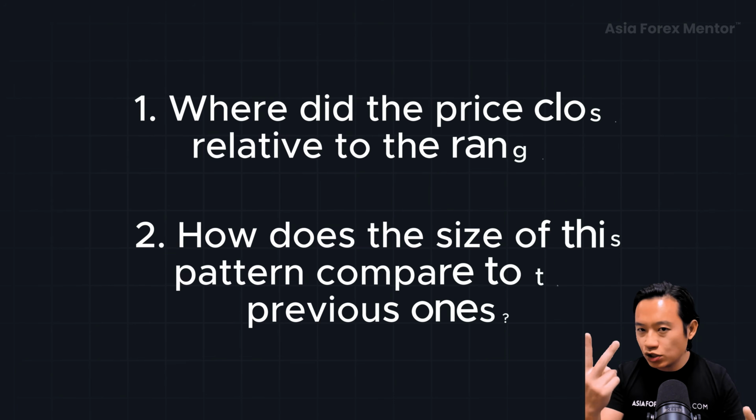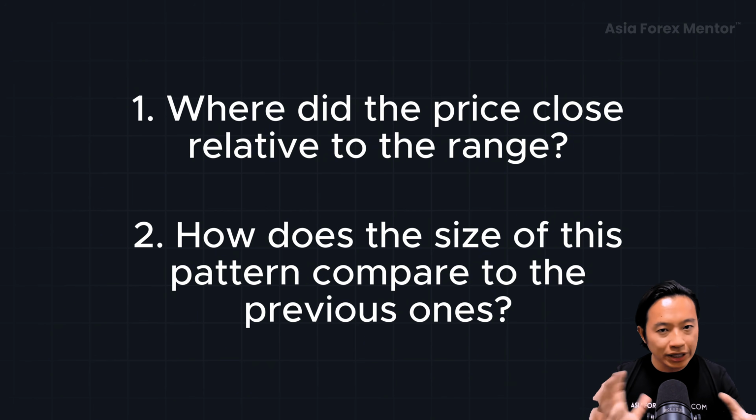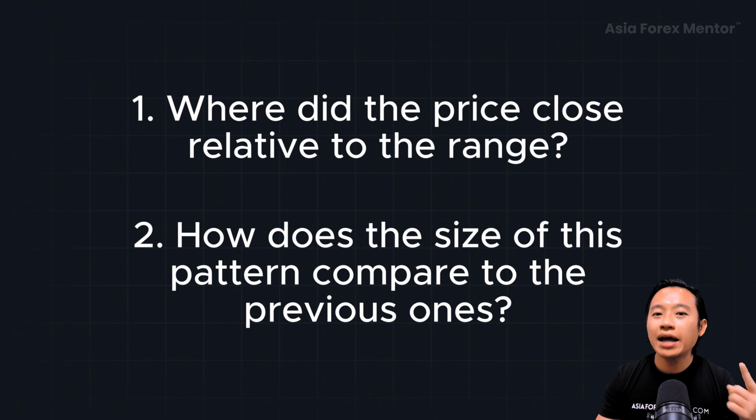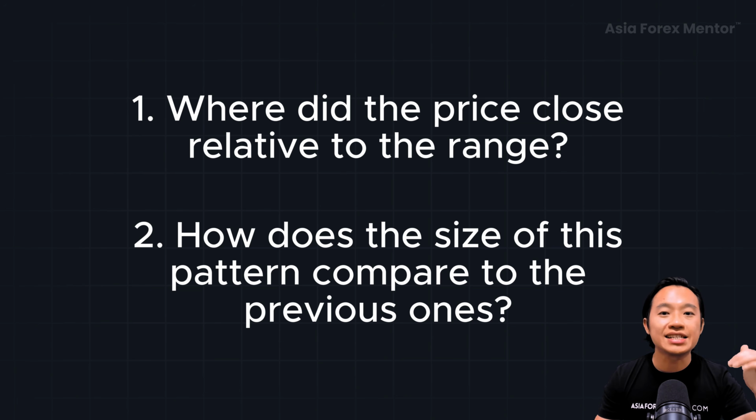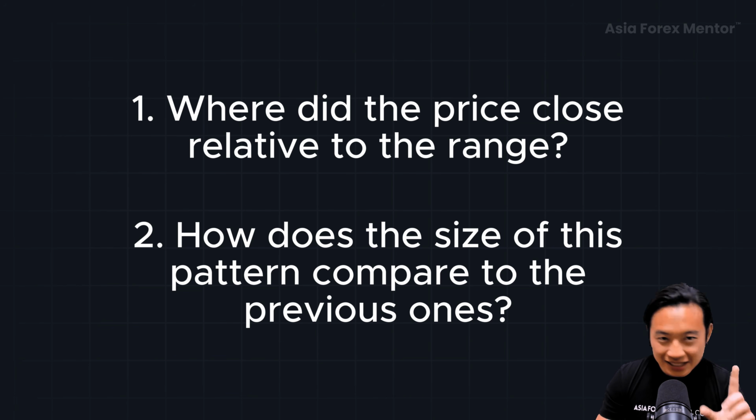When you comprehend these two questions, you can now interpret any candlestick pattern that you encounter. So the first question is what? Where did price close relative to the range? It tells you who's in control, correct? The second question, what is the size of the pattern relative to the earlier one? Now, here's a bonus tip for you.